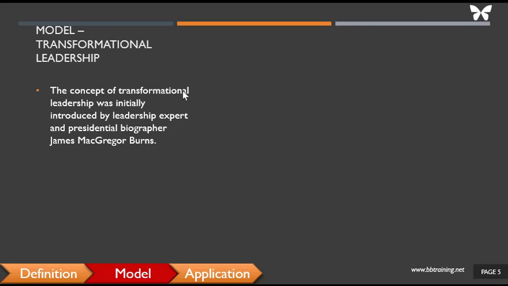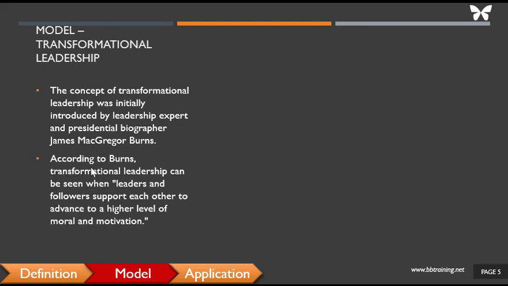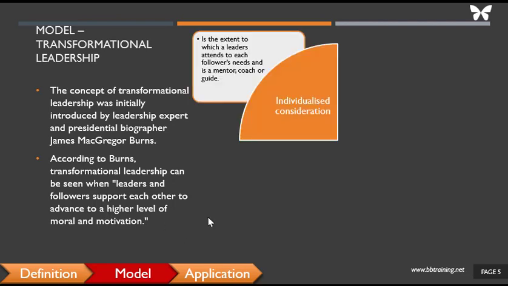Now, transformational leadership is another model. The concept of transformational leadership was initially introduced by leadership expert James McGregor Burns. According to Burns, transformational leadership can be seen when leaders and followers support each other to advance to a higher level of morale and motivation.